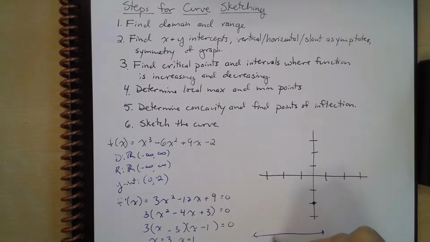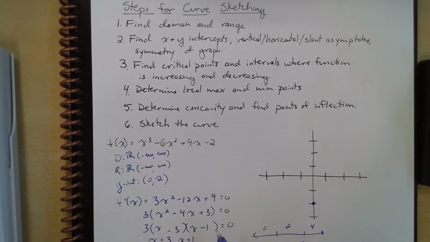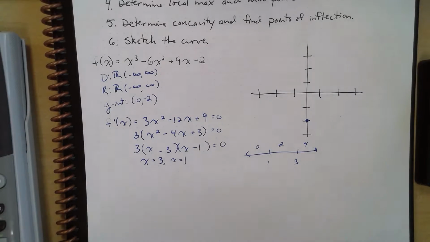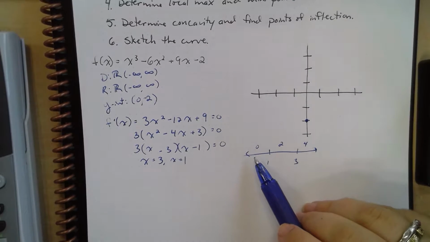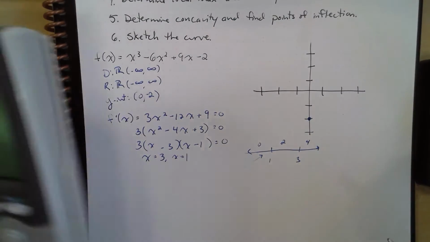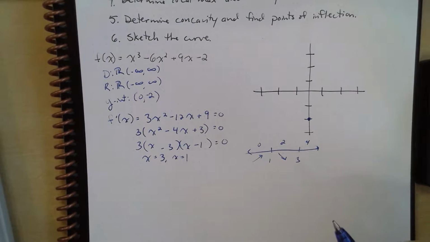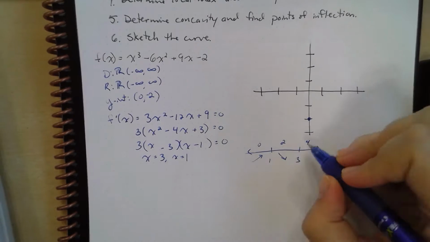Now I need to test them using the first derivative test. I'll do that over here. So I've got 1 and 3. I'll test 0, 2, and 4. And you know my old trick, just put it in the calculator. If I put in 0, f prime of 0 is equal to 9, positive, so that means this is increasing. If I put in 2, I did it in my calculator, that is equal to negative 3, and so that is decreasing. And if I put in 4, we get 9, that's positive, so that's increasing.